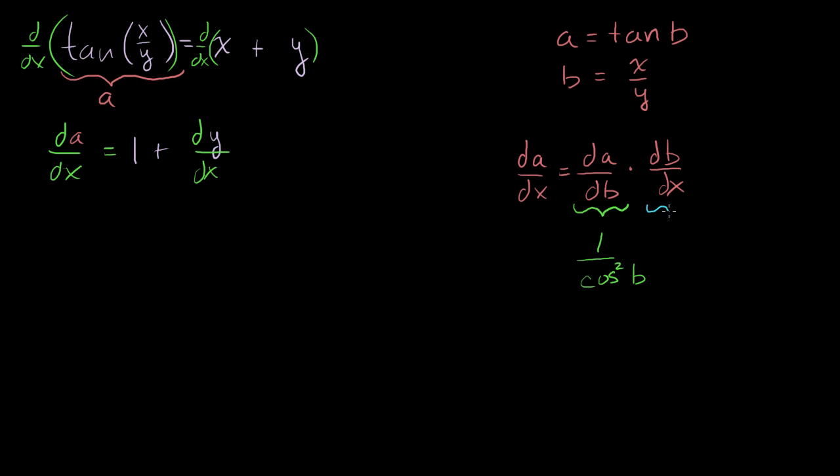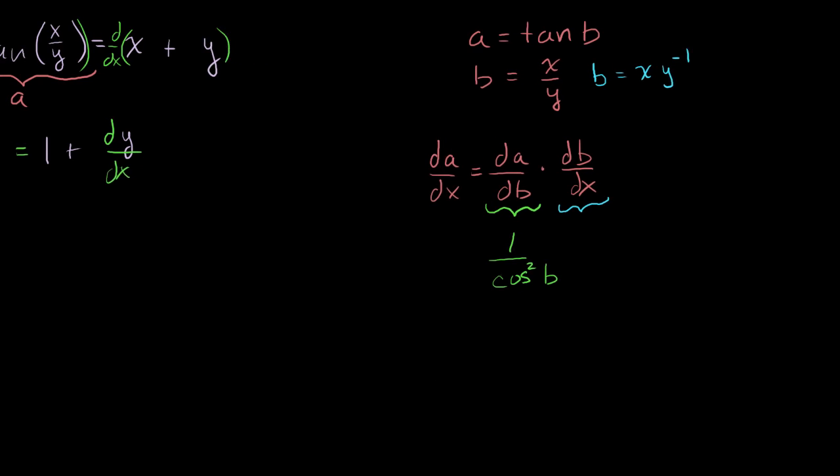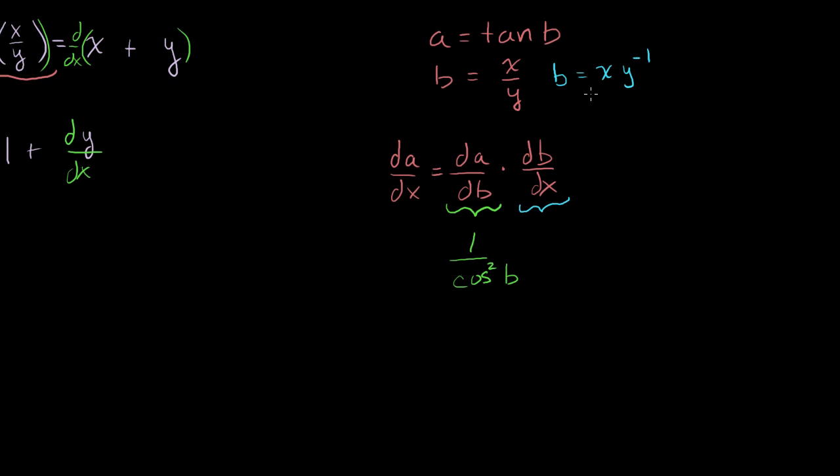What's the derivative of b with respect to x? So this is pretty interesting. Let me rewrite b, actually. Let me write b is equal to x times y to the minus 1. So the derivative of b with respect to x, we could do a little bit of chain rule right here.